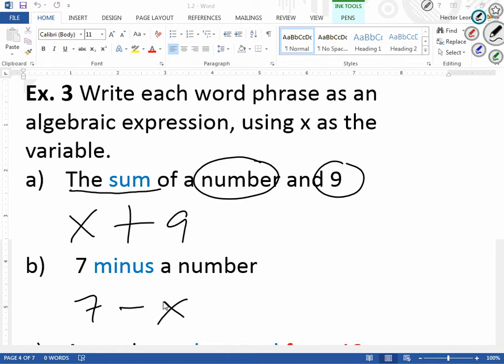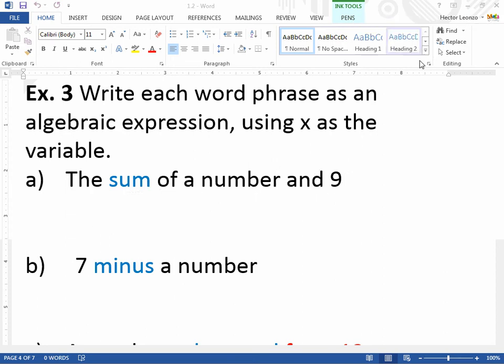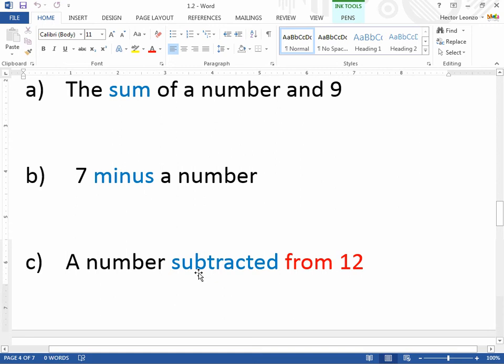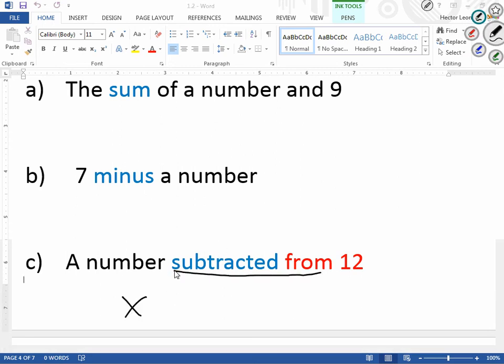I'm going to write each word phrase as an algebraic expression. So it's basically write it in symbols. Then, a number subtracted from 12. Every time minus comes with a from, subtracted from, I'm going to do a minus, but instead of putting it after x, I have to put it before x.